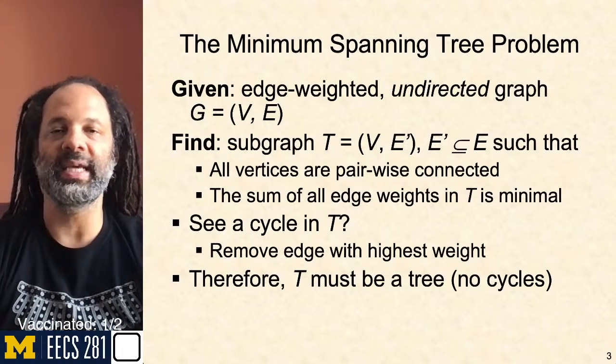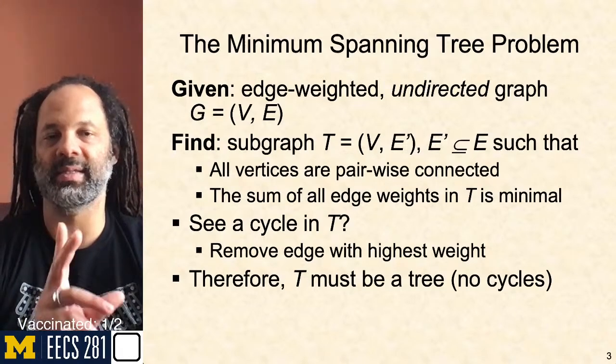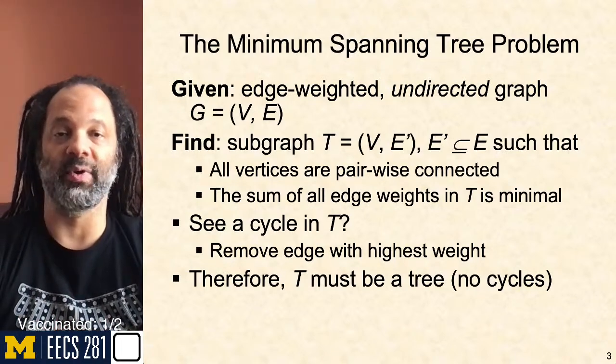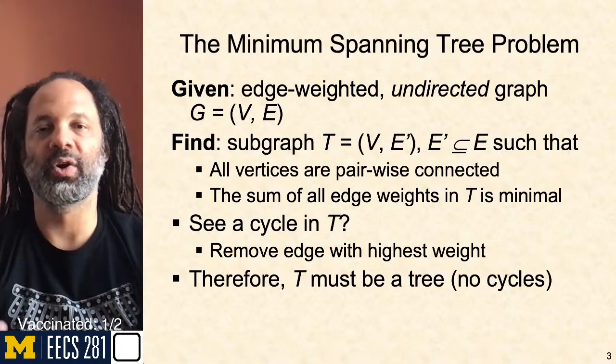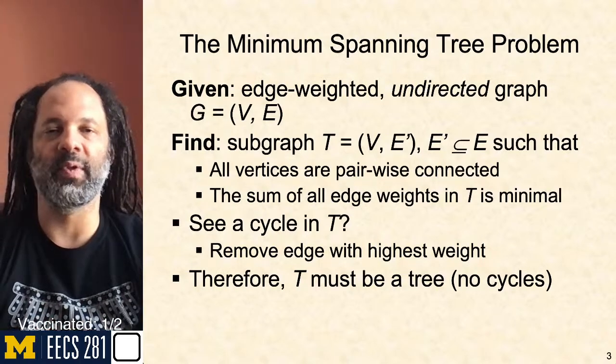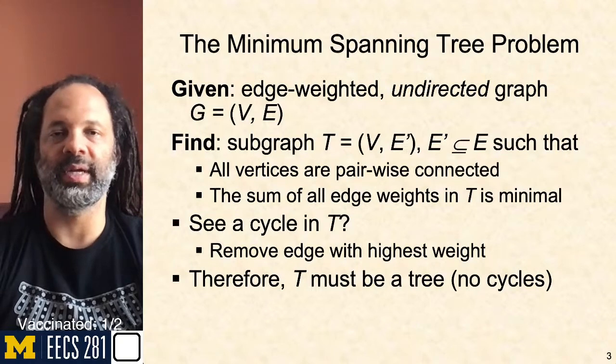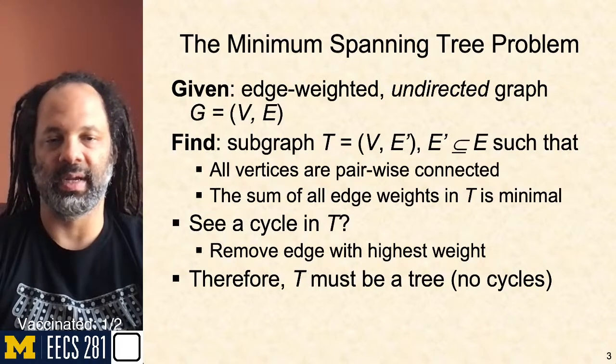We're looking for T to be a tree. That's why we said this is a minimum spanning tree problem. Now, to be clear, this is a graph algorithm. We apply this to a graph, but we're looking for an answer which is a tree. The important part about our tree is that we've got no cycles in there.